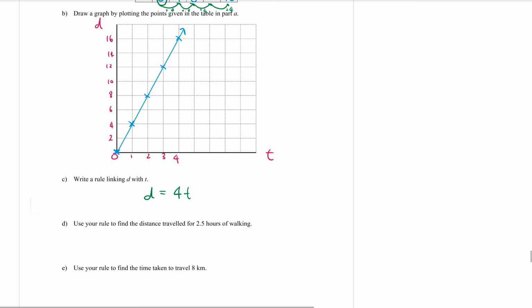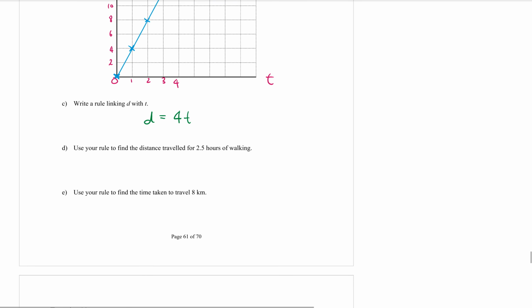Part D says, use the rule to find the distance traveled for 2.5 hours of walking. Now, it has specifically said here that you need to use the rule, which means this equation that I found. Some of you may be tempted to come up here and read things off your graph. You may be accurate with that, but if it has asked you to use the rule, then you must show that you have used that formula. So the formula was D equals 4T.